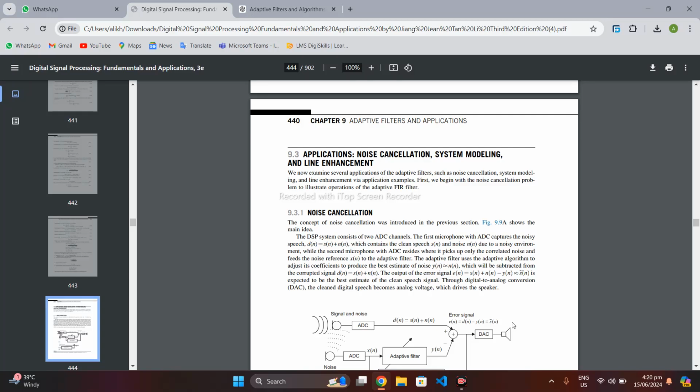So this is all about adaptive filters and their applications.